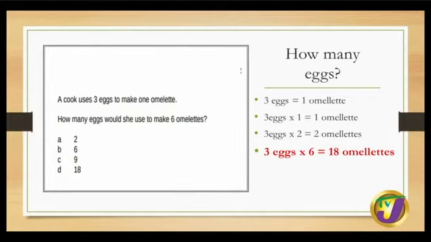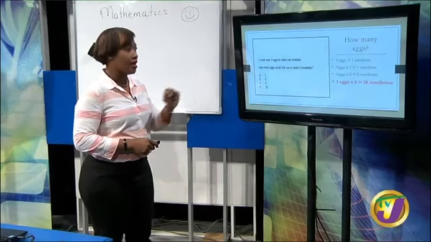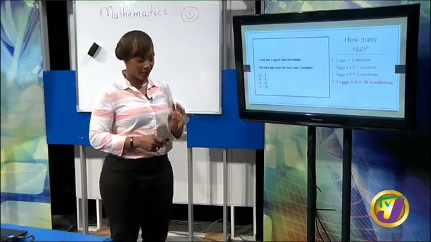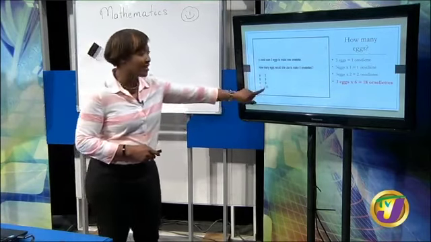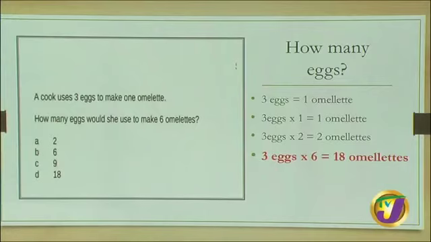All right, so your answer is, because we want to know how many eggs, we are using 18 eggs, but please note, it's not 18 omelettes. It's only 6 omelettes we're making. So the answer would be 18, but 6 omelettes will be made with 18 eggs.